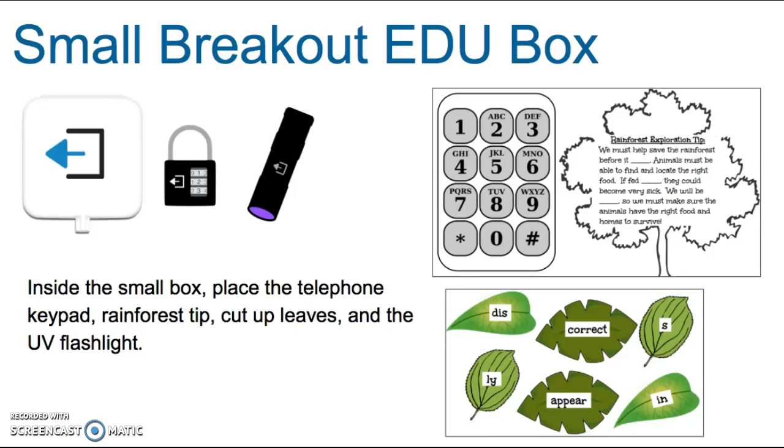For the small breakout box, you're going to put in there the telephone keypad, the rainforest exploration tip, and the leaves that will be cut out will all be placed inside of there. You'll place the 3-digit lock on the small breakout box and also have the UV flashlight inside that small breakout box.